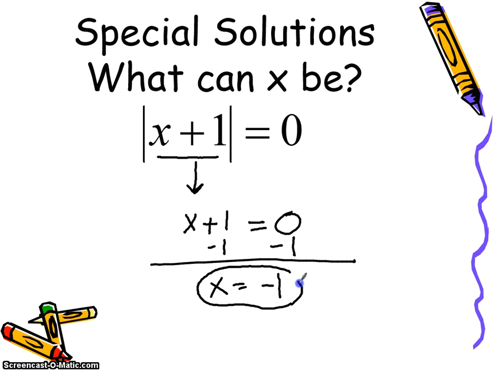And you can substitute back in and see that it makes sense. Negative 1 plus 1 makes 0. How far away from 0 is 0? 0 away.